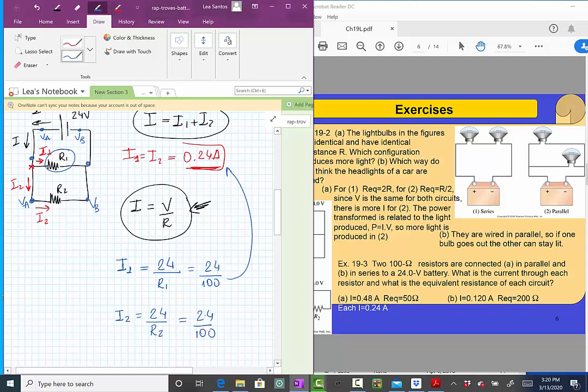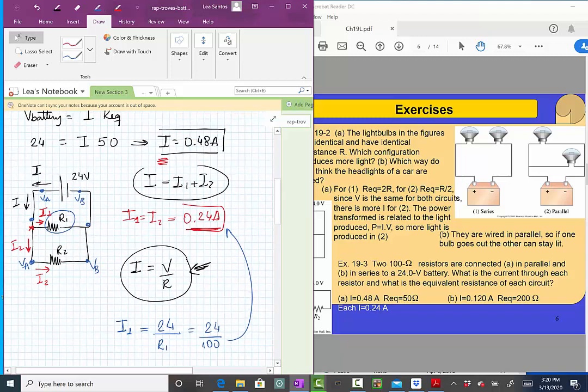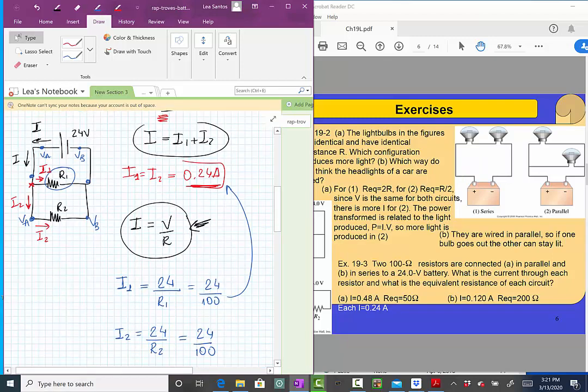So as I said, in this problem things are easier because the resistances are equal. There are just two, so we just had to split in half the current that was originally being drawn from the battery. But in a more complicated scenario, you would go for equations like this. Okay, so we are done with the circuit in parallel.